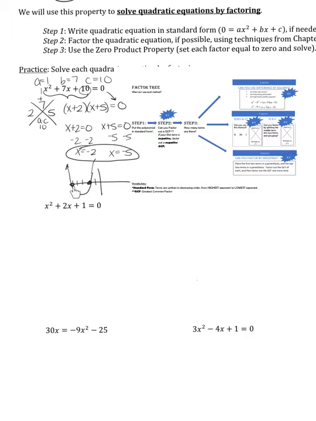Notice on this particular one we have two solutions or two values for x that will make this true. If you remember back from your portfolio, parabolas can either have two zeros, one zero, or no zeros, and we'll see more examples of that going forward.